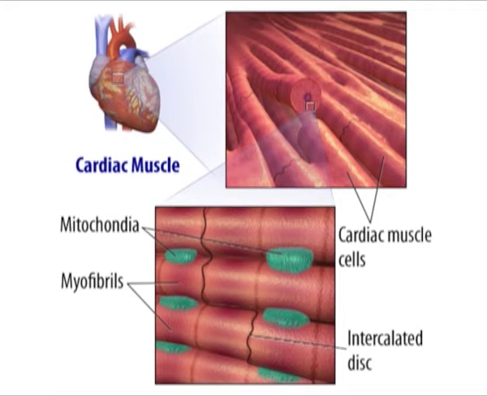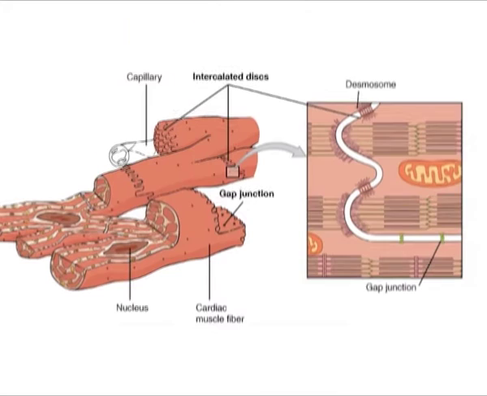Specialized intercellular junctions called intercalated discs are present between the ends of adjacent cardiac muscle cells. These are irregular transverse thickenings of the sarcolemma that contain structures called desmosomes. Desmosomes are like spot rivets. They hold adjacent cardiac muscle fibers together.